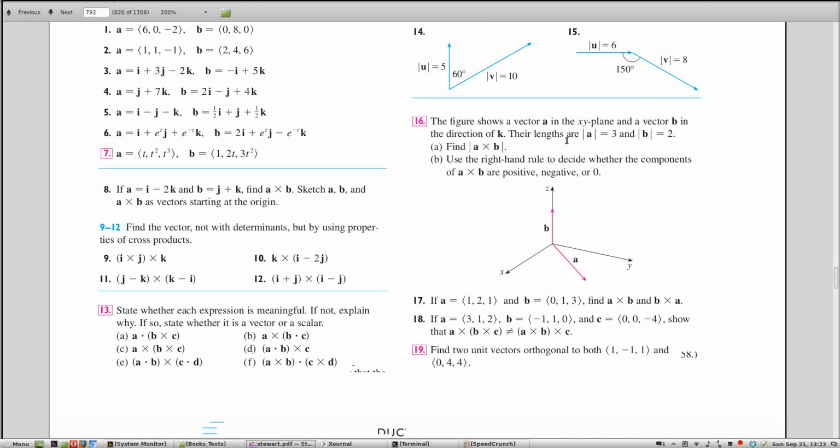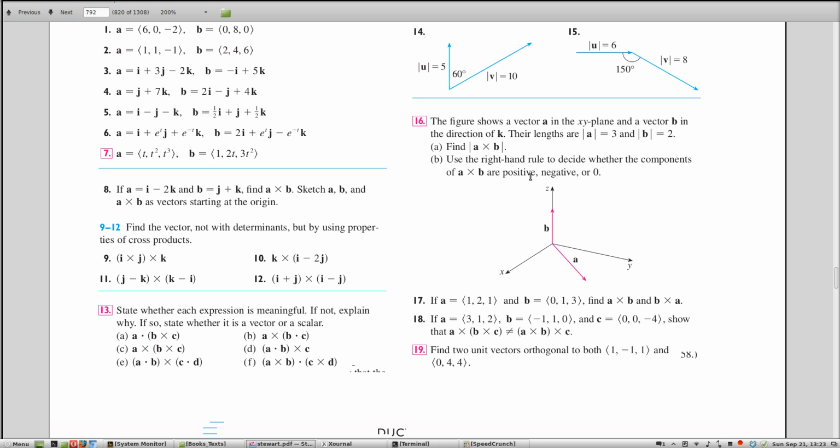What about number 16? It says, the figure shows a vector A in the xy plane and a vector B in the direction of k. And it gives you their lengths, and you're supposed to find the magnitude of the cross product. So because they're orthogonal to each other, the parallelogram that they make is just going to be a rectangle, and the area of the rectangle is just going to be base times height, which is 6. And so the answer to A is 6.